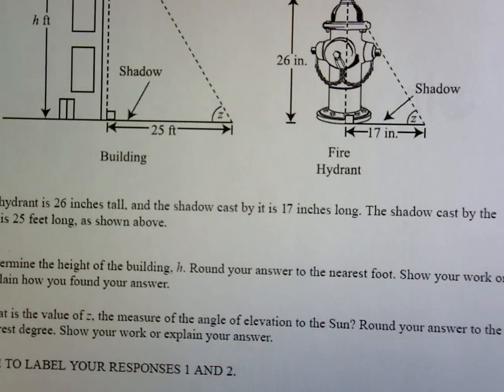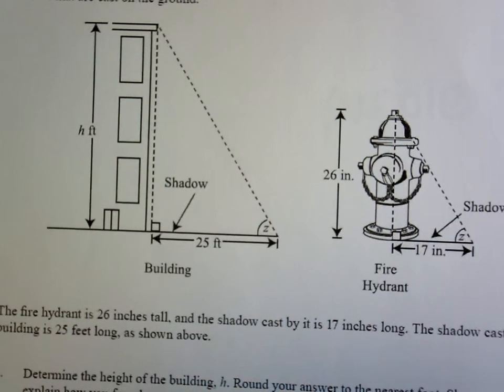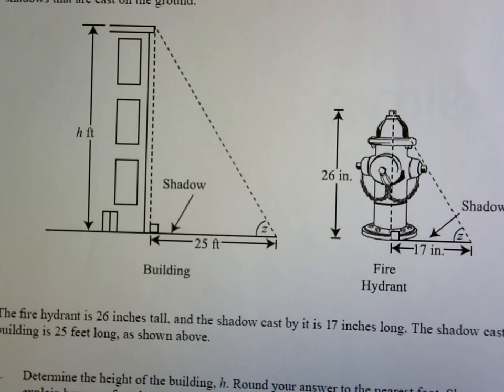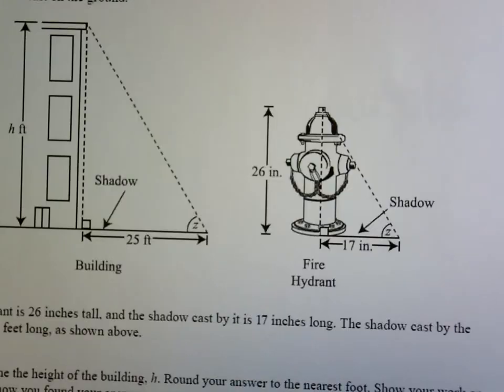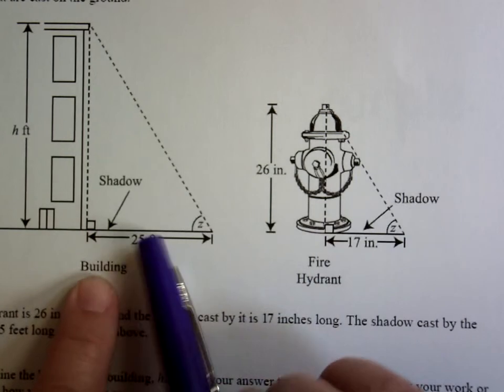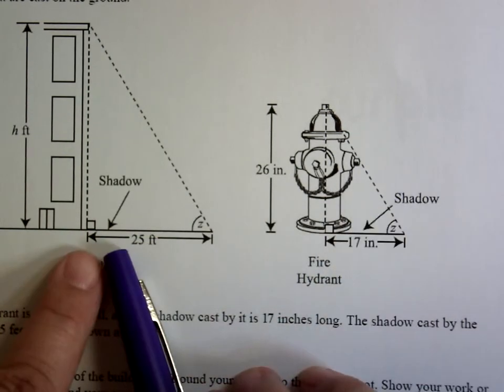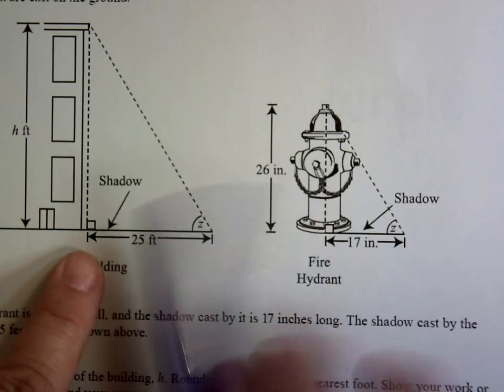We have Jeffrey determining the height of a building. He takes advantage of a nearby fire hydrant and the shadows that are cast on the ground. If he is doing this at the same time of day, in other words, that he looks at the fire hydrant and then goes to work with the building immediately, not he looks at the fire hydrant at 9 a.m. and then goes to the building at 3 p.m. We're assuming he's looking at these things at the same time of day.